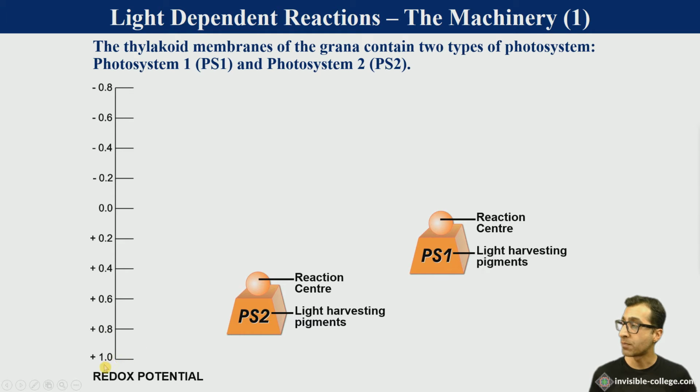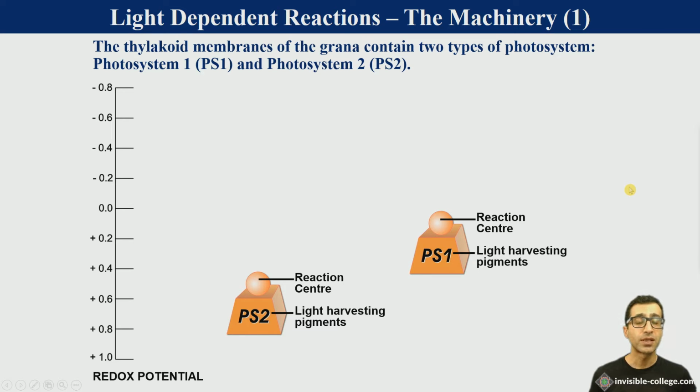So we go from the lowest energy level at the bottom of this axis to the higher energy levels at the top of this axis. Each of these photosystems is made up of an antenna complex and a reaction center. The relative positions of these two photosystems on this diagram represent their relative energy levels, or the energy levels of the electrons located in these photosystems. So we're going to be making reference to that as we go on.